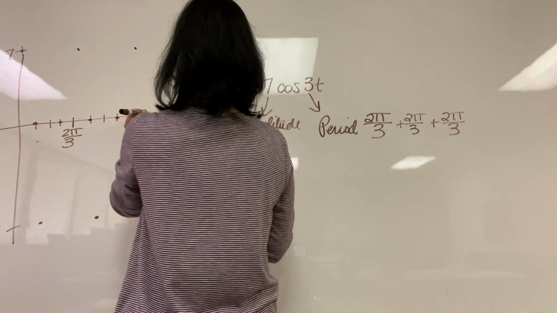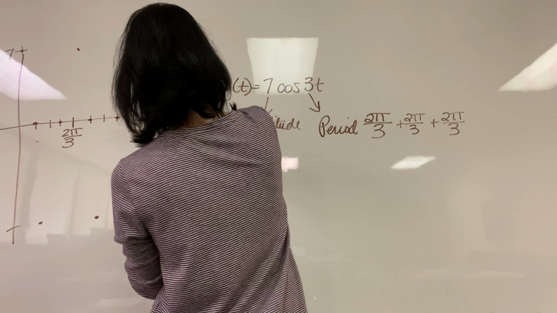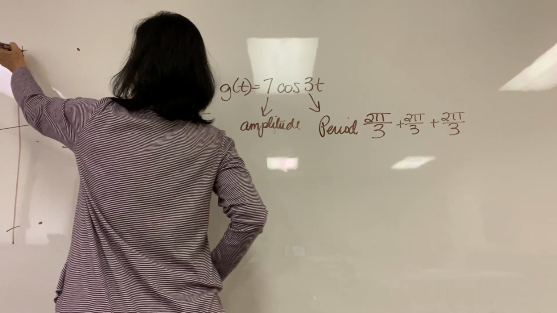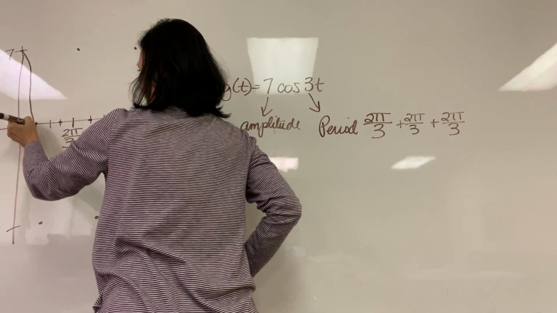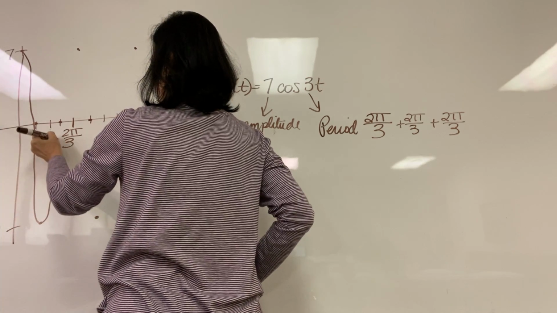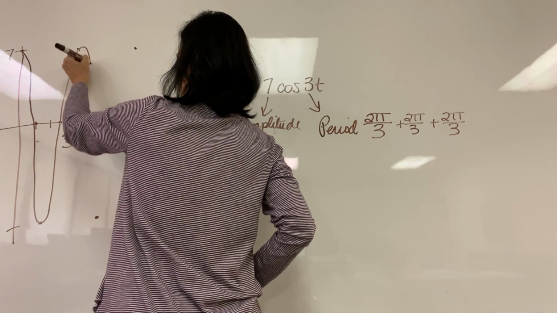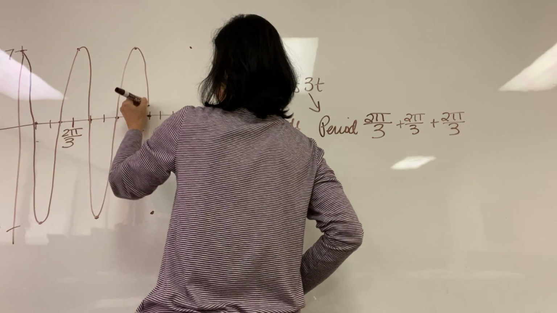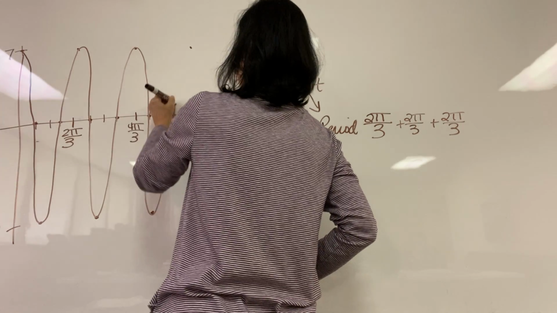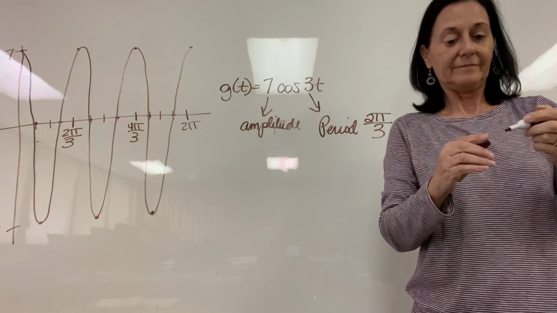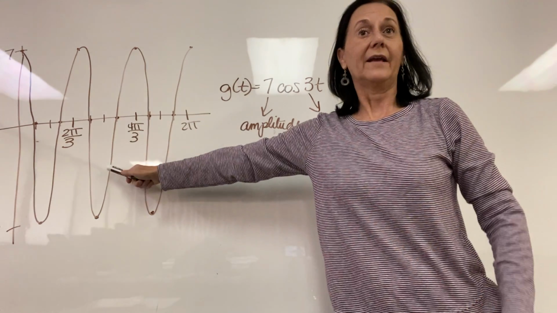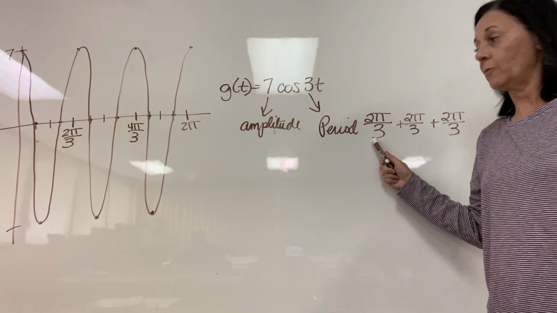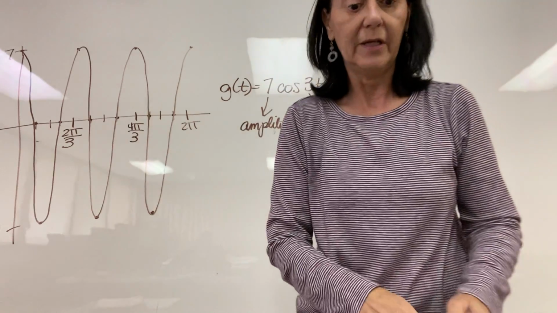You just alternate 0, positive, to 0, down. All right, so this is going to be this very deep, steep curve. Okay, there's one curve. There's 2 curves. And there's 3 curves. So, 3 cycles between 0 and 2 pi. And the period to complete one cycle is 2 pi over 3. My amplitude is 7.